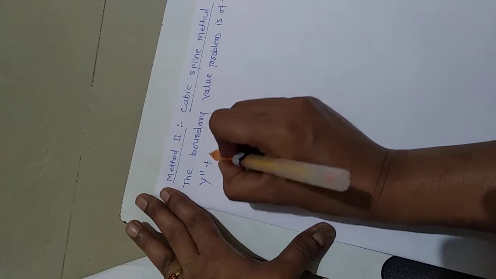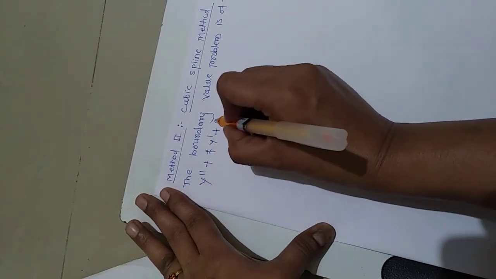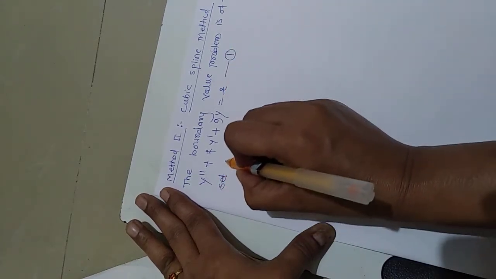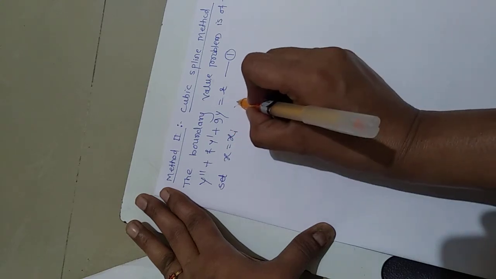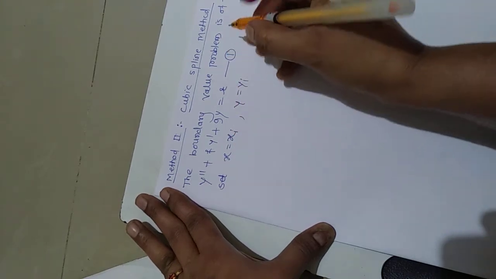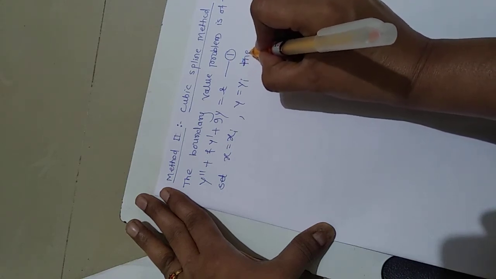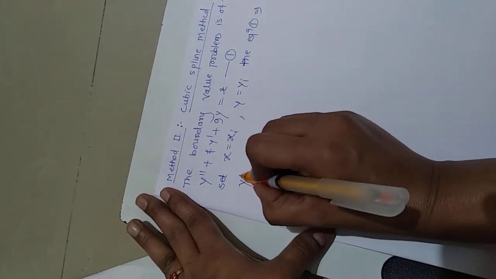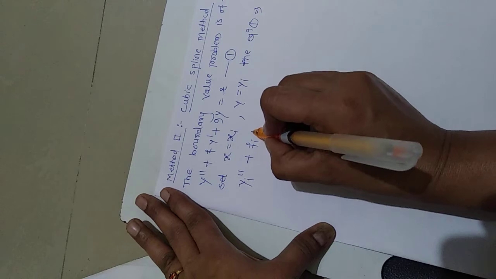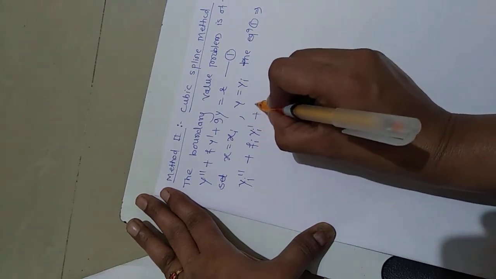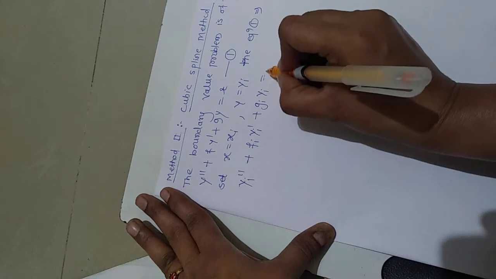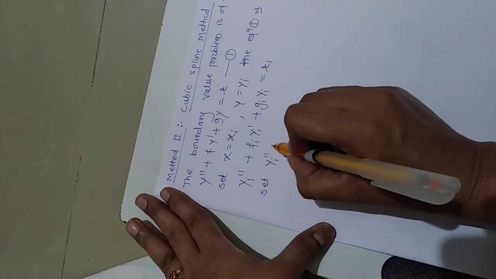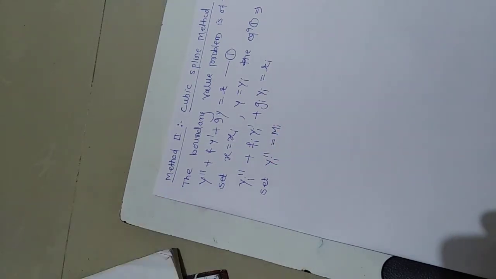y double dash plus f y dash plus g of y is equal to r, that is 1, and set here x is equal to xi, y is equal to yi. Then equation 1 implies yi double dash plus f of i yi dash plus g of i yi is equal to ri, and set here yi double dash is equal to mi.